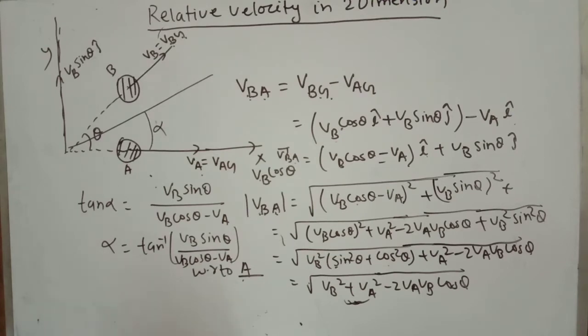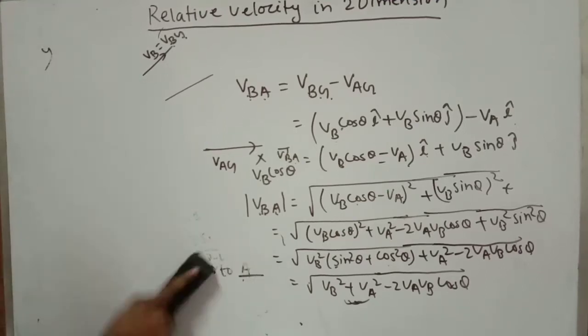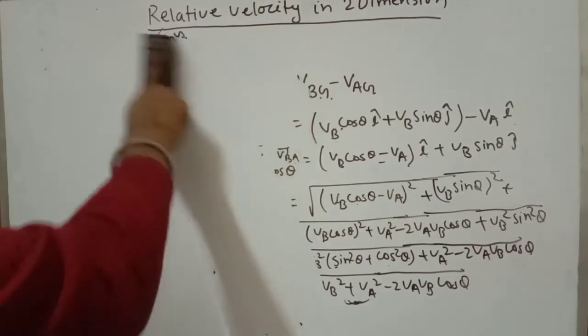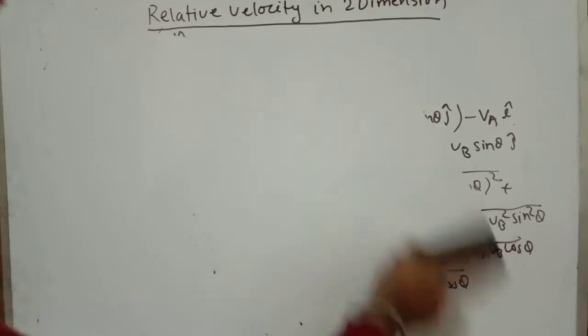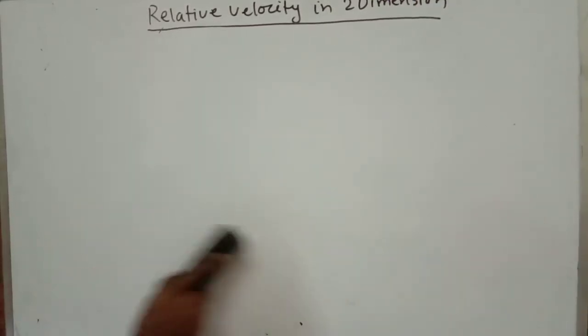There are many applications, like rain and man, boat and river, you can also say swimmer and river, and aeroplane and air. Now we are going to some examples of applications of relative velocity in two dimensions.